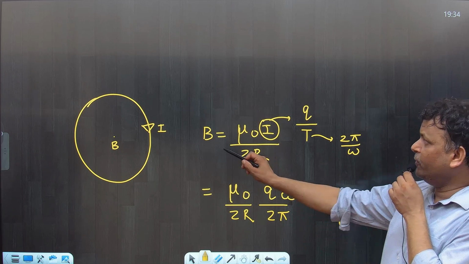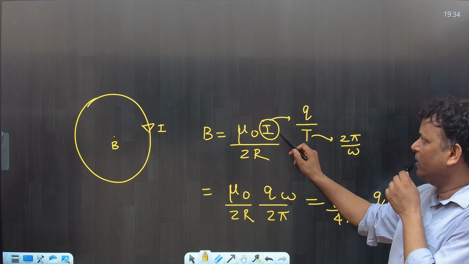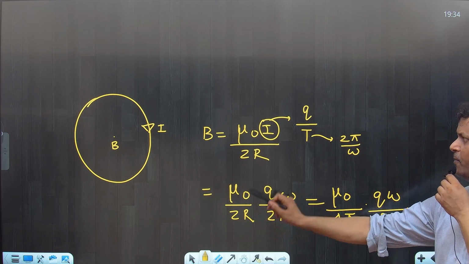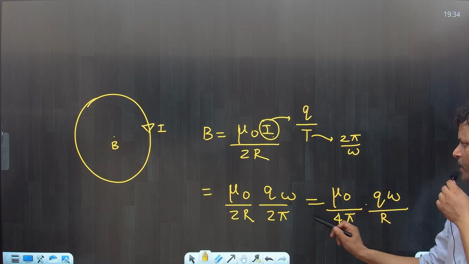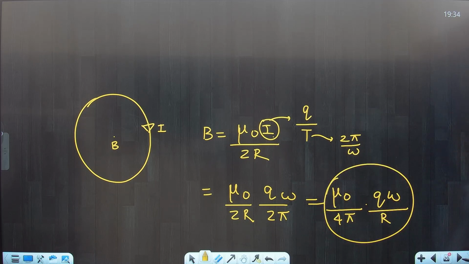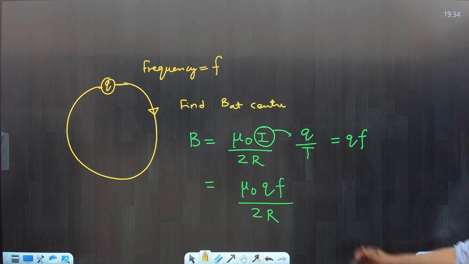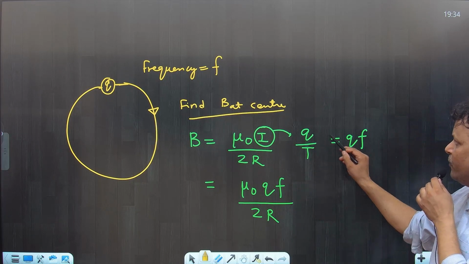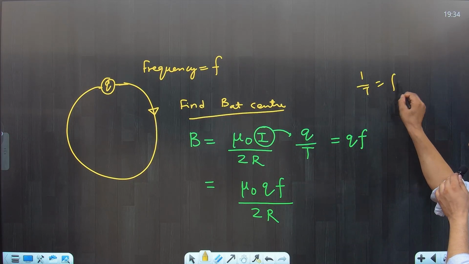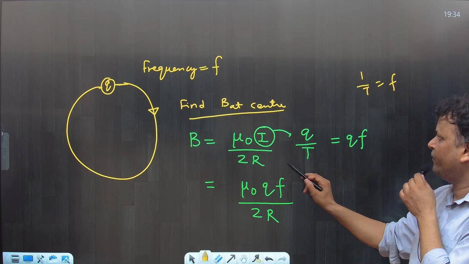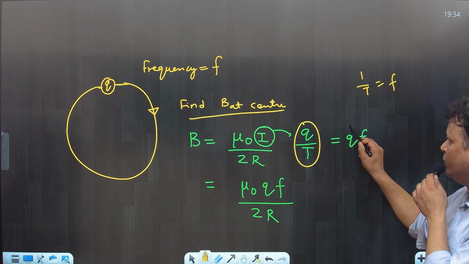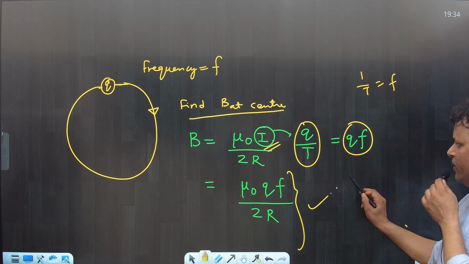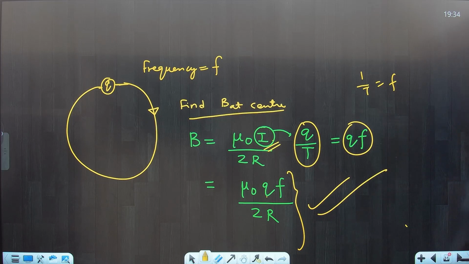And it is the same formula, mu naught I by 2r. In place of I you put q by t, and t is 2 pi by omega, then mu naught I by 2r, I was q by 2 pi by omega, you will get this answer, right? Or it may be given that the frequency is f, then find B at the center. Again you use mu naught I by 2r, I is q by t, and 1 by t was the frequency f, right? So I is qf. So in place of I you will write qf. So this is the magnetic field at the center in terms of frequency, right?